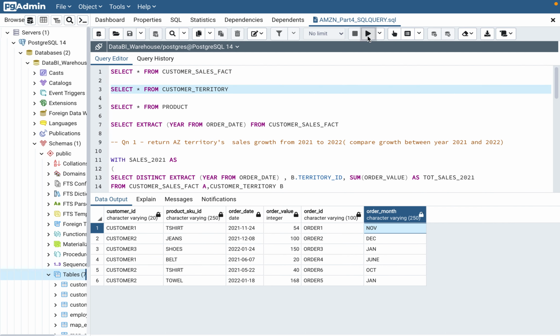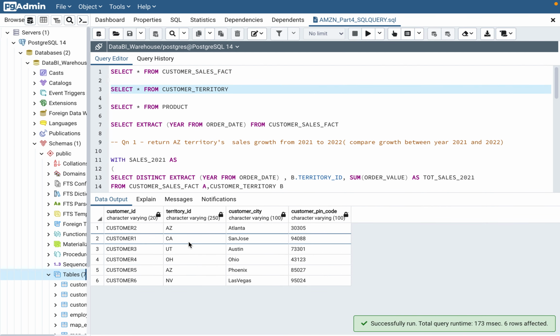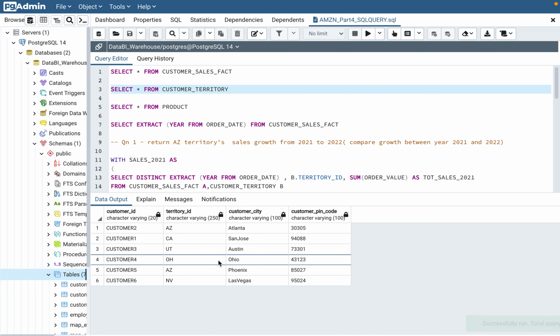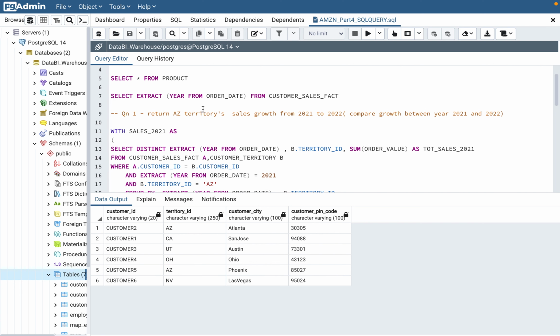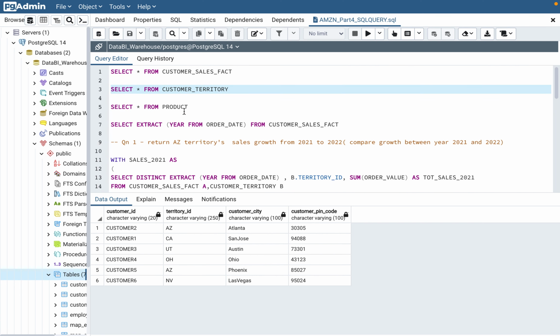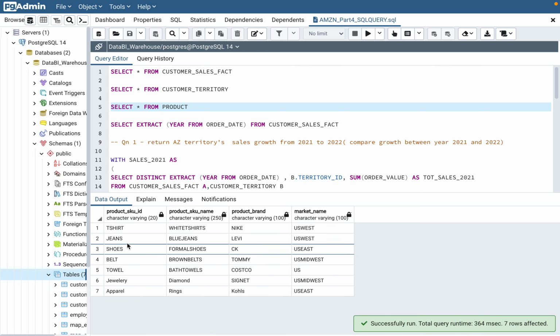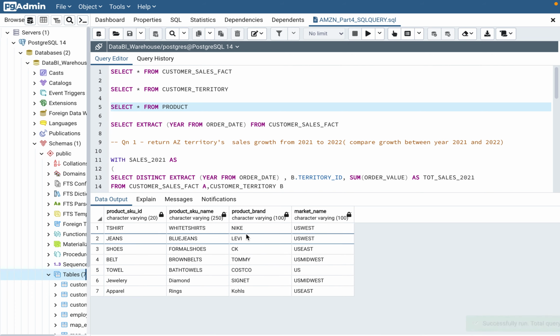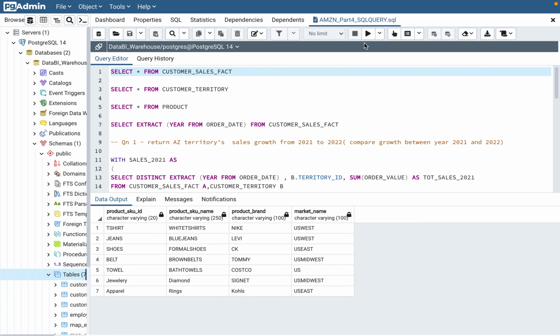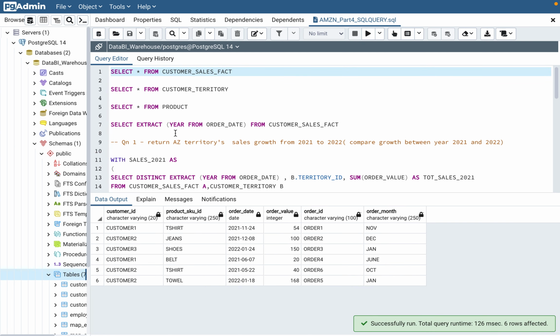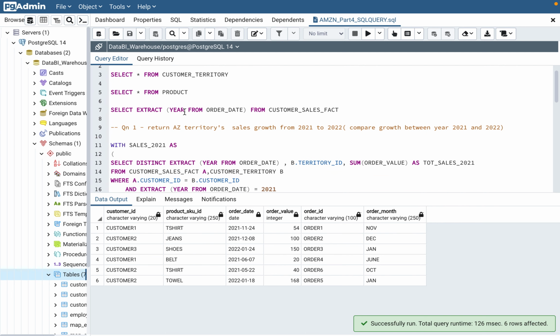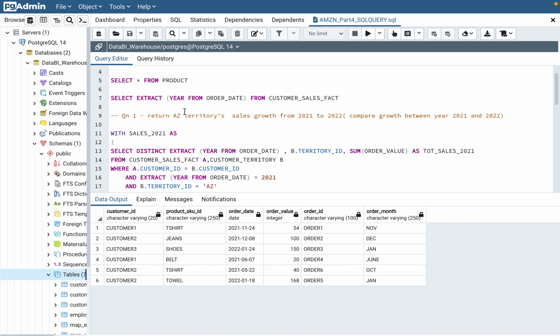And then customer territory is basically the customer's territory and customer city. I don't think we'll need this table today. I think we are just using product and customer sales fact. The product table keeps the name of the product, product SKU ID, product SKU name, and then product brand and market name, which market it belongs to. So it's a simple join. In customer sales fact you have the product SKU ID stored, so the join will happen between these two tables. Let's get to the first question.